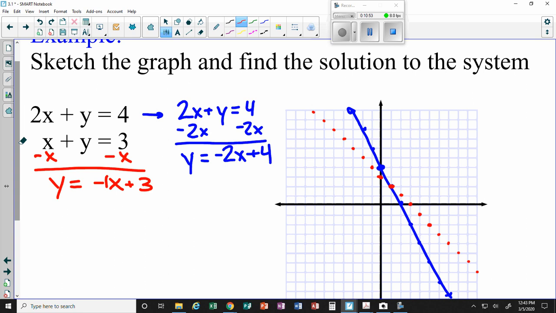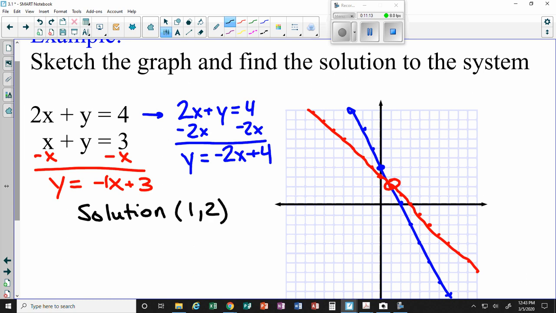Okay? So hopefully we can see where those two intersect. Where do those two intersect? This point right there, right? So that point is 1, 2. That's your solution. Yep. Solution is where those two intersect. It's a point. Point of intersection.